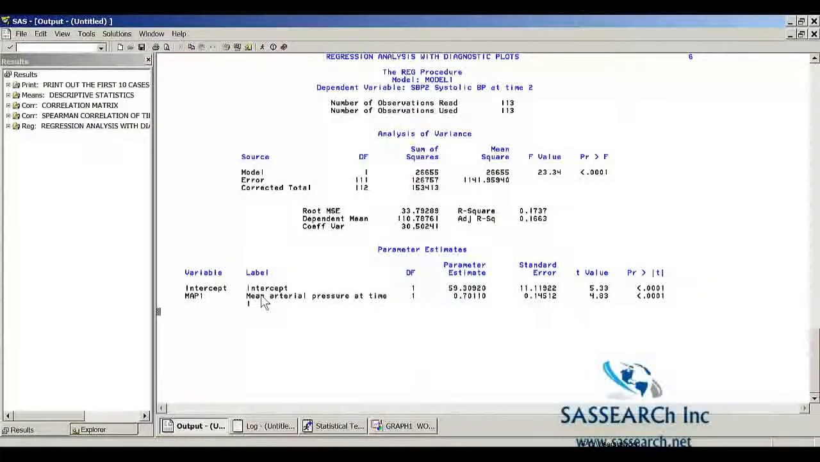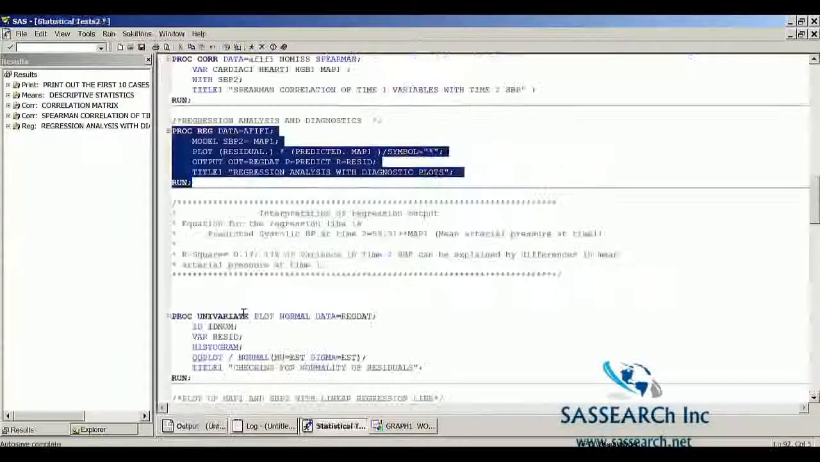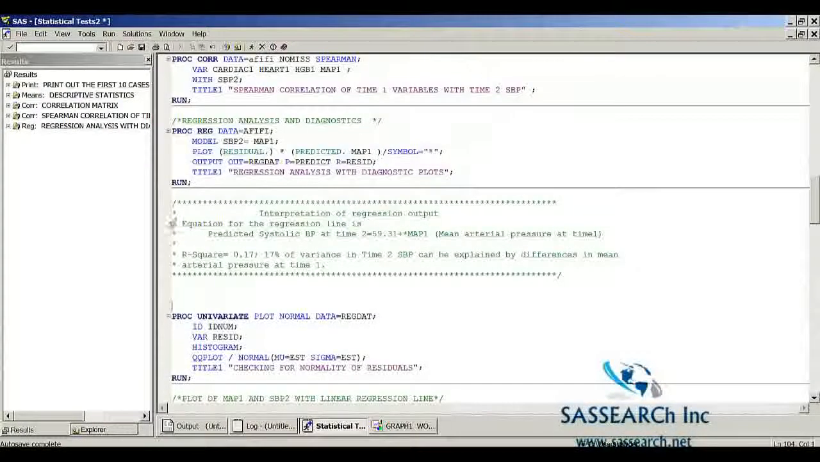If we were to interpret the intercept, it is the expected value of systolic blood pressure at time 2 when the mean arterial pressure at time 1 is 0. And this is usually not of biological interest. Since this is a video, I thought it might also be easier if I put in the comment the interpretation of the regression output. So I've provided the equation of the regression line as well as my interpretation of the R-square.